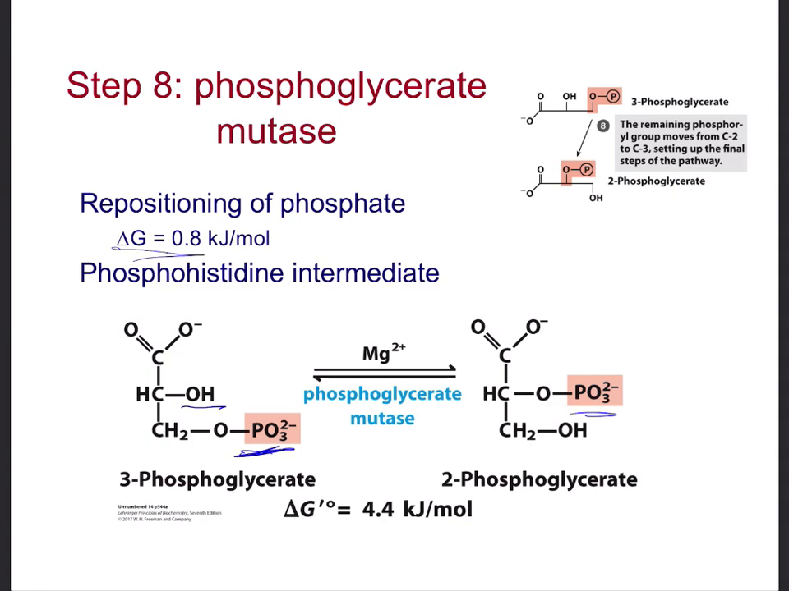The presence of the phosphate on carbon 2 is a little bit less favorable than on carbon 3 because of the adjacent negative charge on the carboxyl group. So that's why the standard state delta G is a little bit unfavorable. 2-phosphoglycerate is a little bit less stable than 3-phosphoglycerate would be.